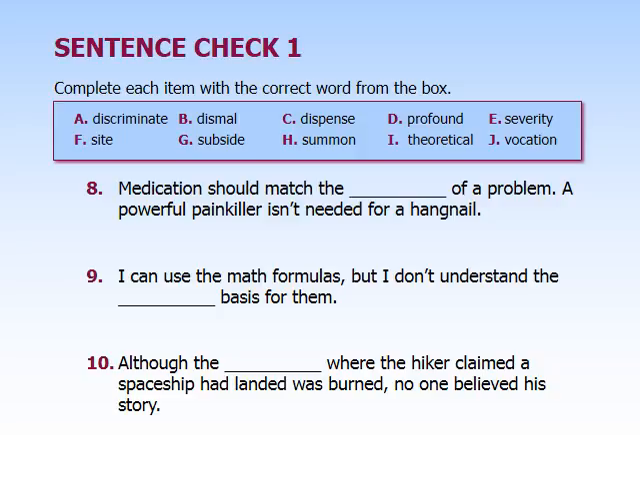I can use the math formulas, but I don't understand the blank basis for them. So I can use them practically, but I don't understand the science behind them or why they're working. Although the blank where the hiker claimed a spaceship had landed was burned, no one believed his story. All right, so this is the location, the place of this event. What word would we have for this place?